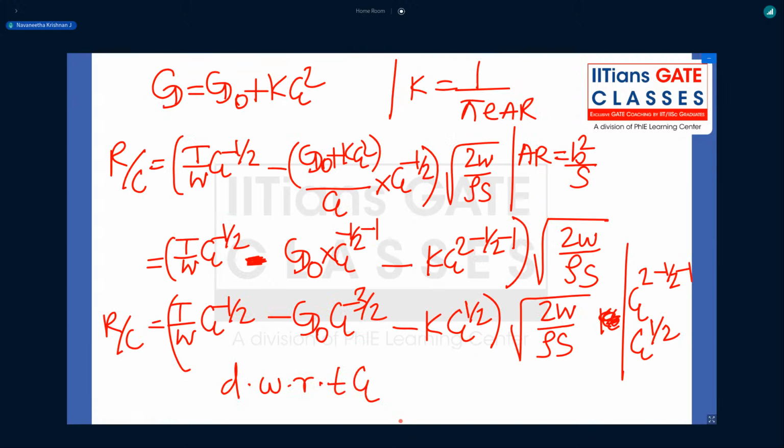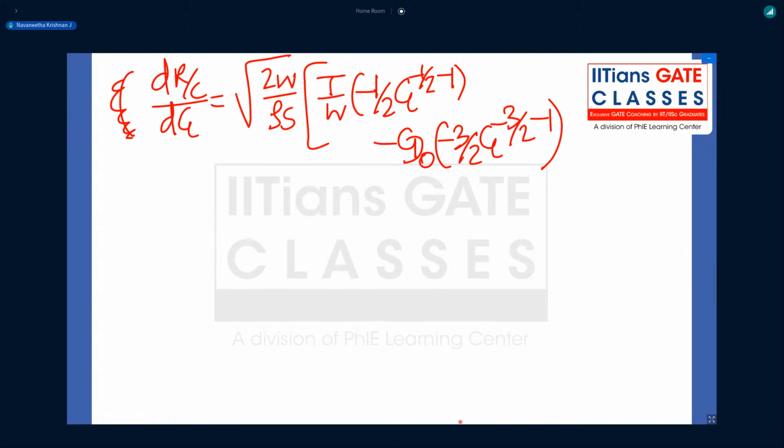Next, the last quantity. If I differentiate this with respect to CL, what happens? Minus K into 1 by 2 CL power 1 by 2 minus 1. That is equal to 0. So I can take this entire quantity root of 2W by rho s on the other side, so it will become 0 only.